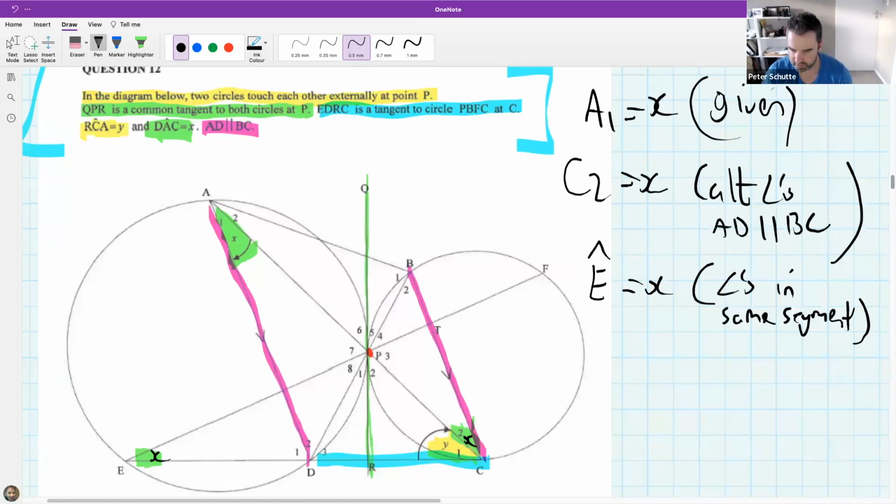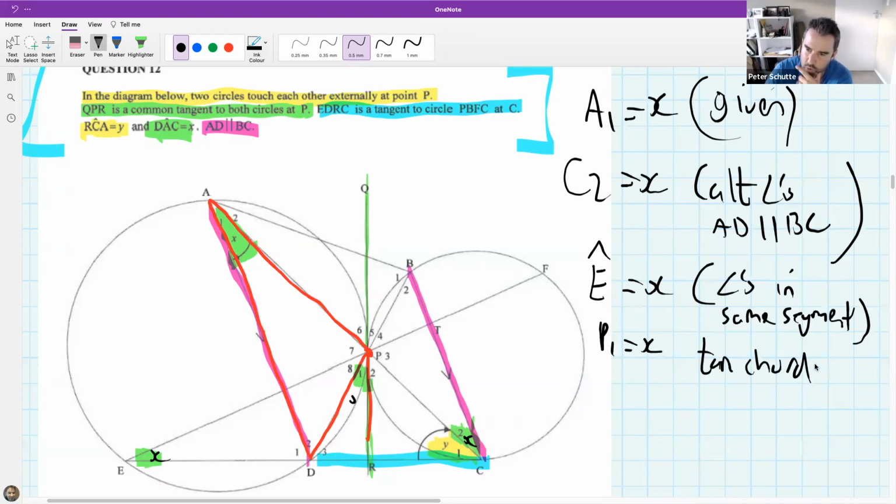Now, lots of people are saying E in the chat, Ongani and Flamelo. P1, Fatejo and Leti are saying P1. Let's go look at P1. So P1 is sitting down here, and it's the angle between the tangent and the chord. Oh, I see what you're saying. You're saying then I can get that angle over there, and so this one down here must also be an X. So we will say, indeed, P1 equals X, tan chord theorem.